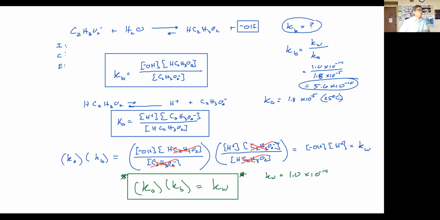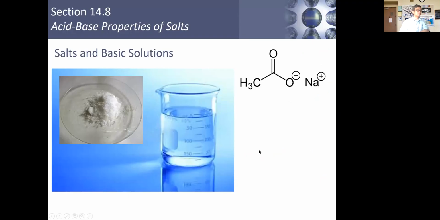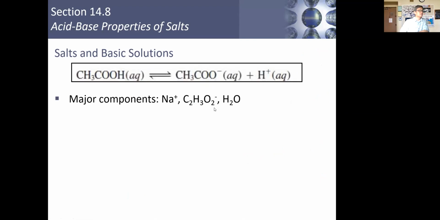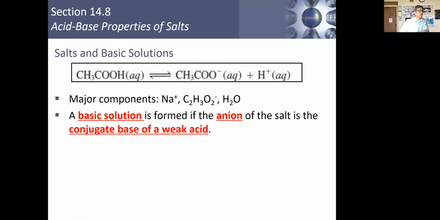All right. With that said, with what we have there, we can now go ahead and work out a problem. But before we do, let me summarize here for you. I already talked about this. These are going to be the major components, with the undissociated acetic acid in there as well. And whenever you have a conjugate base for a weak acid, like I pointed out to you, you're going to form a basic solution because of the formation of that hydroxide ion.